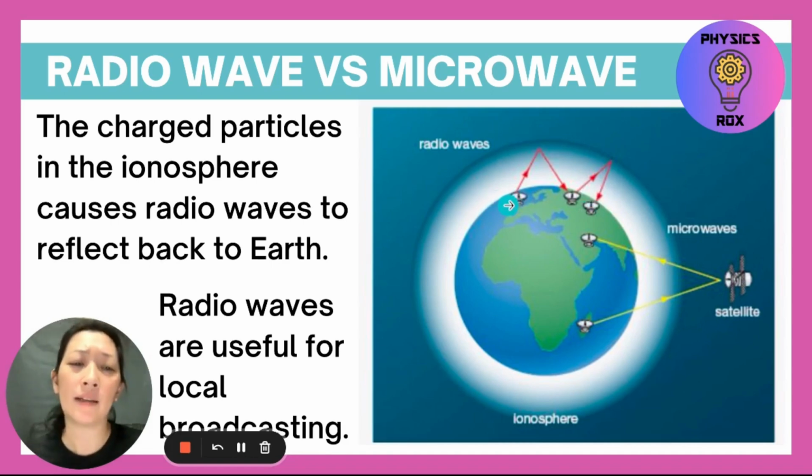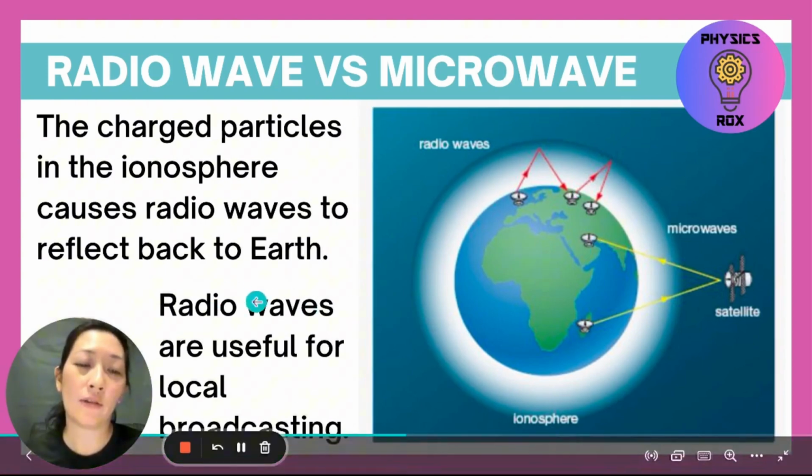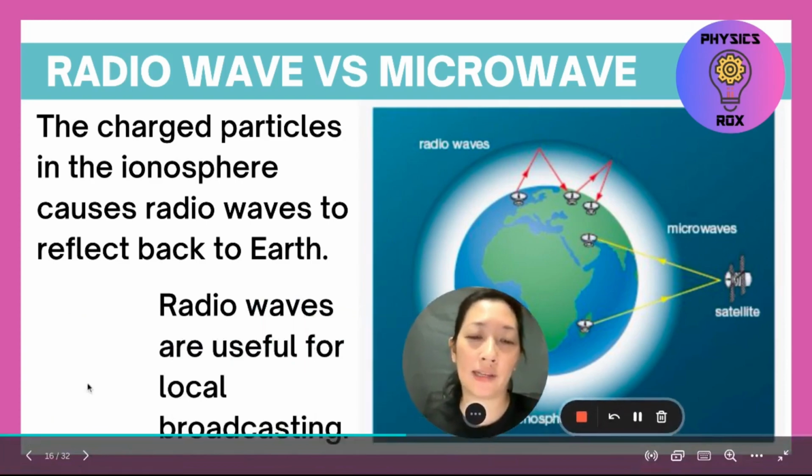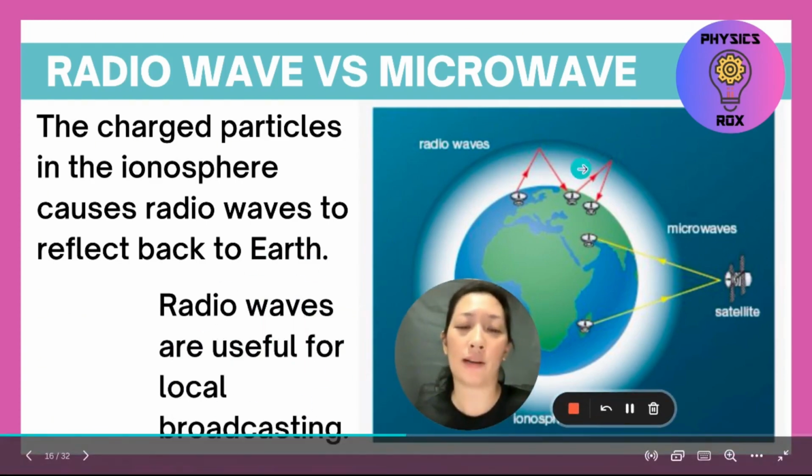You do need some relay stations to be able to relay the signals further. But if you're looking at an immediate area, they're actually quite useful. They're quite good at being able to transmit information within a local area. So that's why radio waves are useful for local broadcasting. As written here, radio waves are useful for local broadcasting.